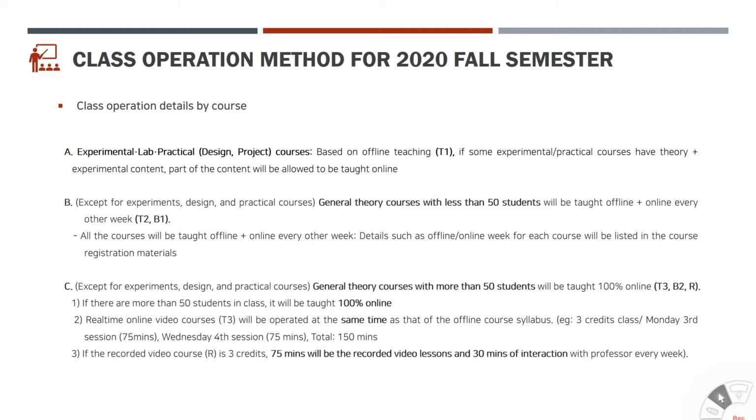And the third one is a recorded video course. For example, if the recorded video course is 3 credits, 75 minutes will be recorded video lessons, and the remaining 30 minutes will be interaction with the professor, and it will be once a week.